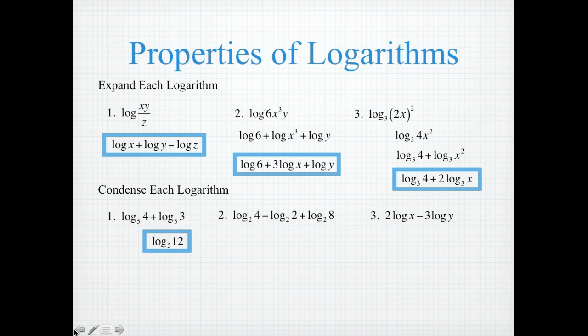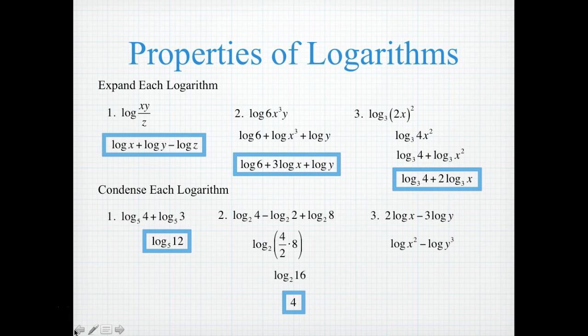In the next example, we have log base 2 of 4 minus log base 2 of 2 plus log base 2 of 8. So we have the quotient property followed by the product property. And that's going to allow us to express this as log base 2 of 16. Now we can further simplify that. Since 16 can be expressed as a base of 2, log base 2 of 16 is actually equal to 4.